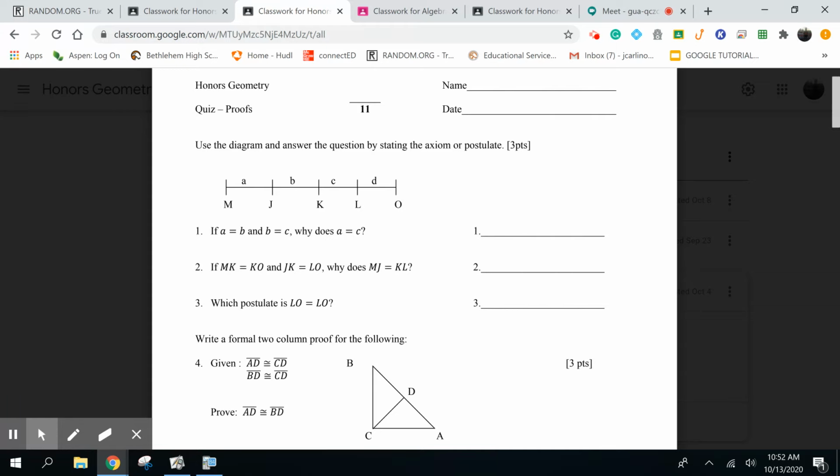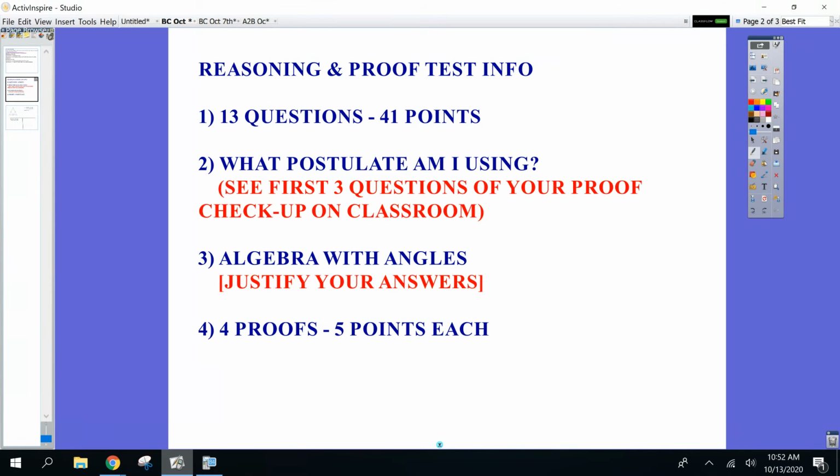Okay, anything else on the setup that you want to go over before I show you where all the review is? Any others on the setup you want to go over? Unmute your mic if you need to. Okay, where can you get practice?